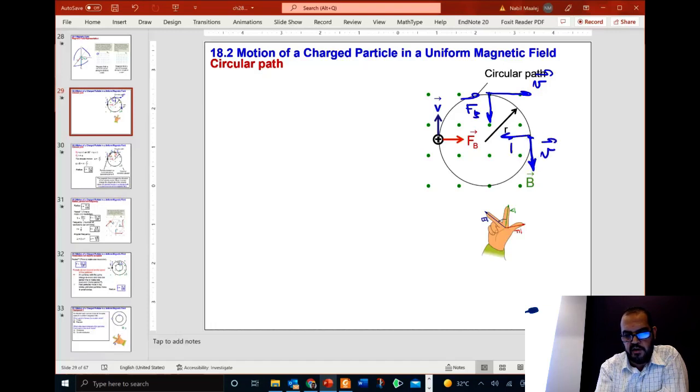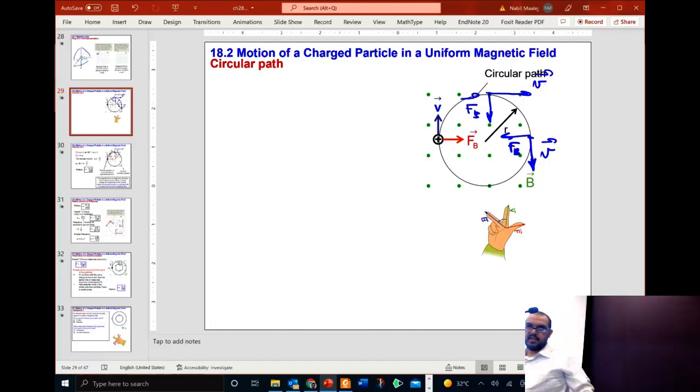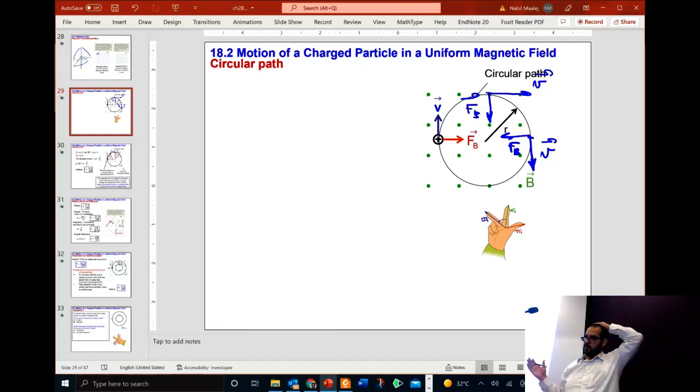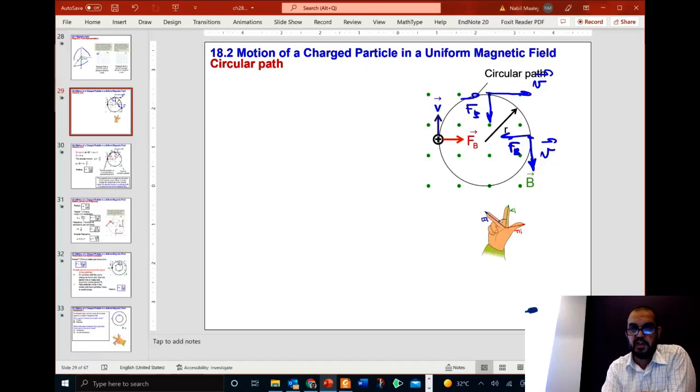And the force is like this. So we notice that this is a centripetal force. Okay, and we are familiar with a centripetal force and uniform circular motion from Physics 121. We can write the equations. So let's write the equations for uniform circular motion.